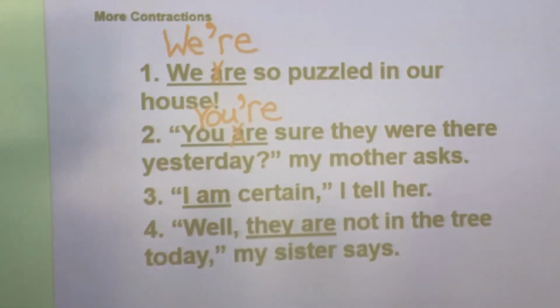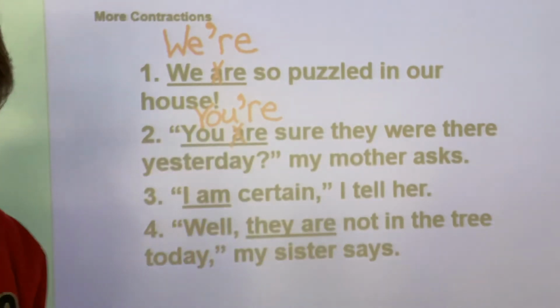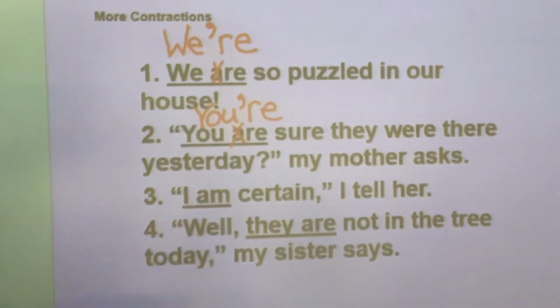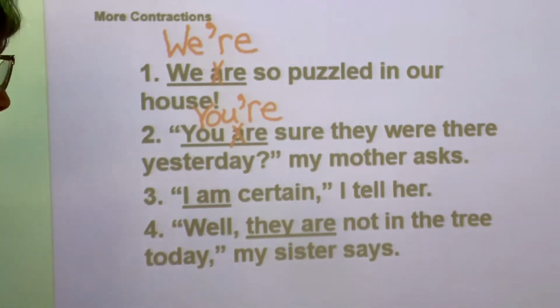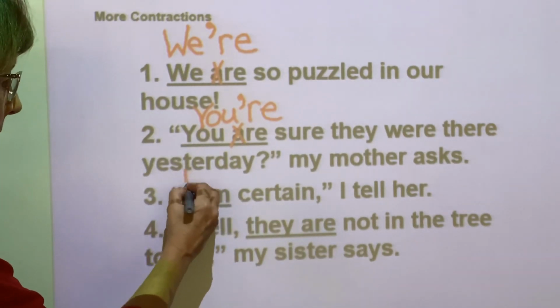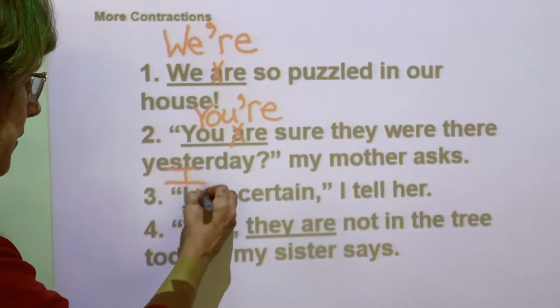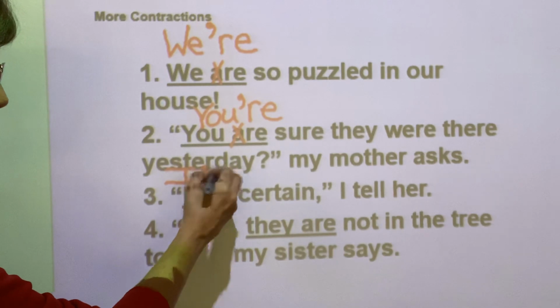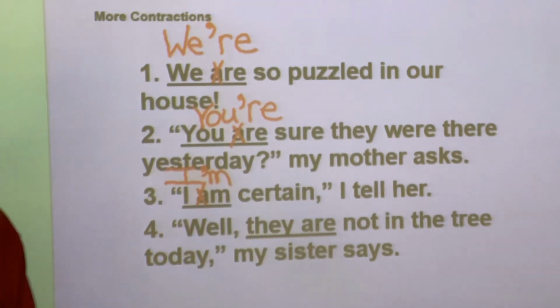You are. I am certain, I tell her. How will we combine I and am? As I've said before, keep the first word exactly as it is. Get rid of the first vowel, replace it with an apostrophe, and then write the next one. I'm.